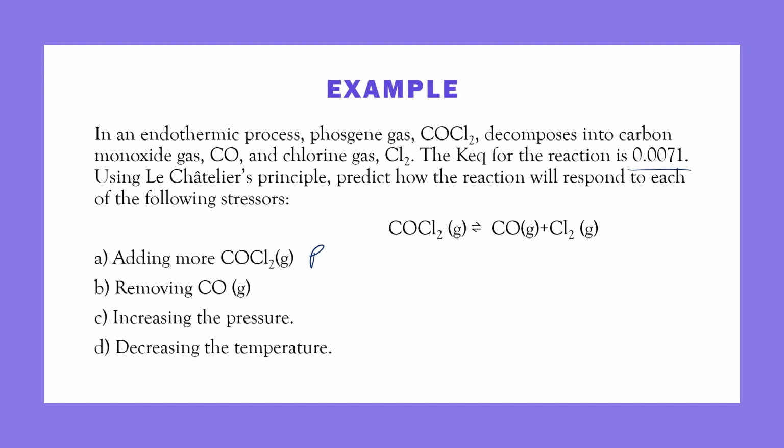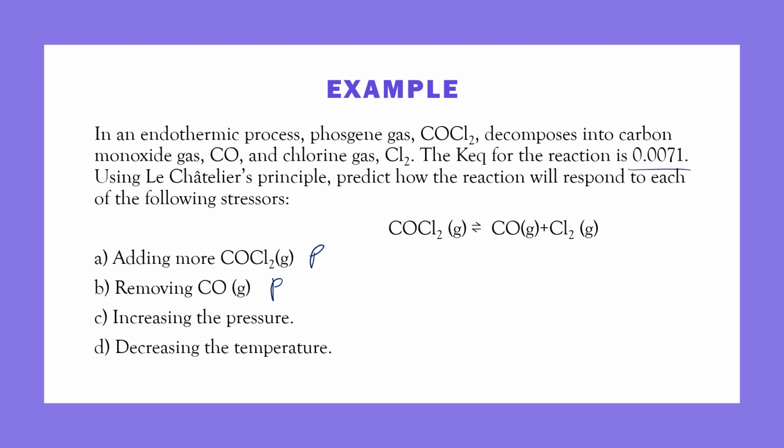Now for B, let's say we're removing CO, taking some of that out. Maybe it's escaping somehow, I don't know. They're removing it. That's my stress. I have too little products now, so I need to shift it towards the product side to make more of that CO. So it shifts towards the product side.